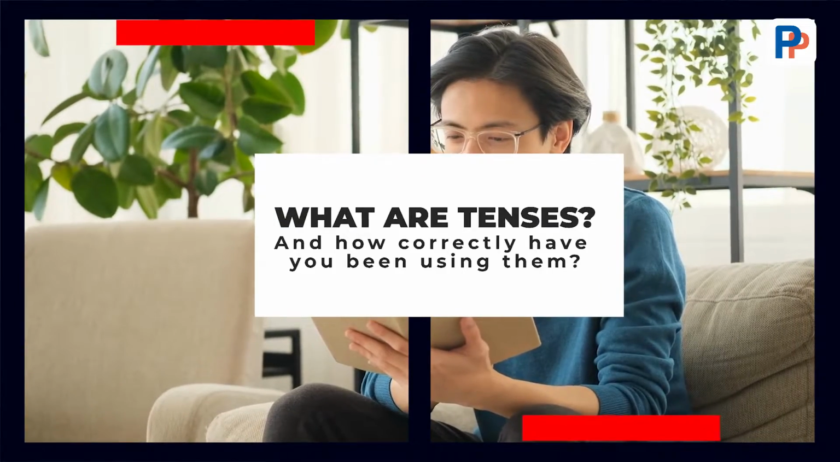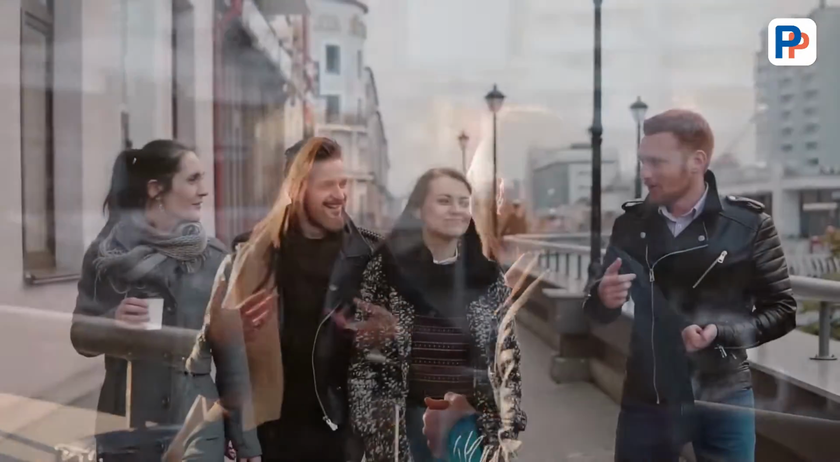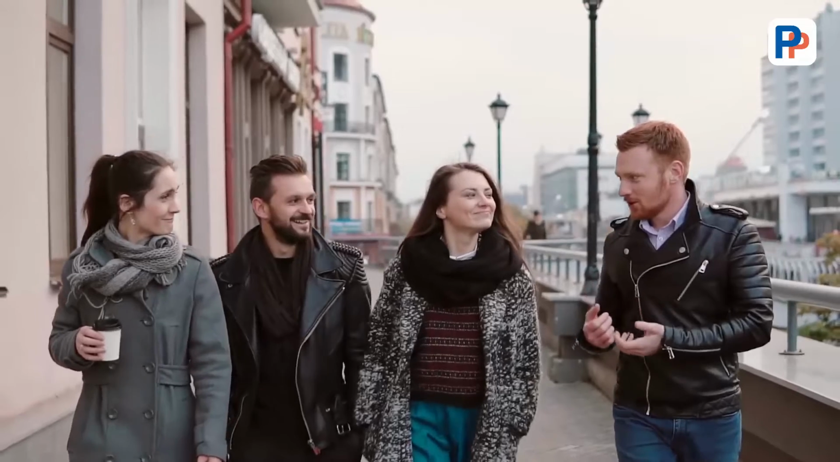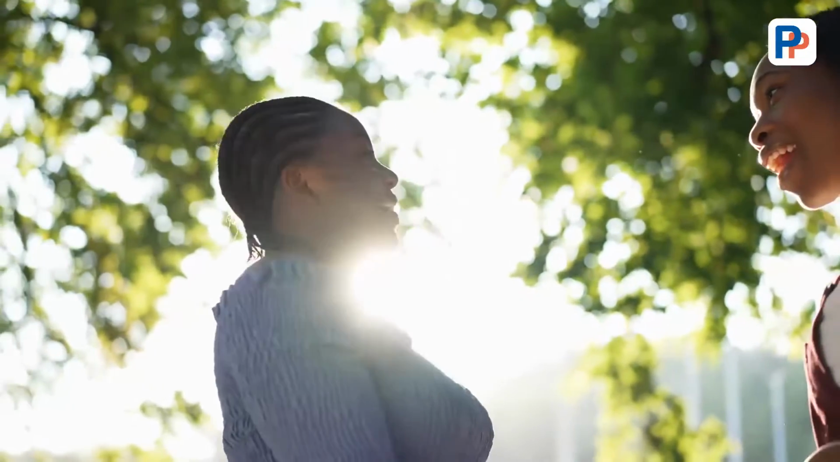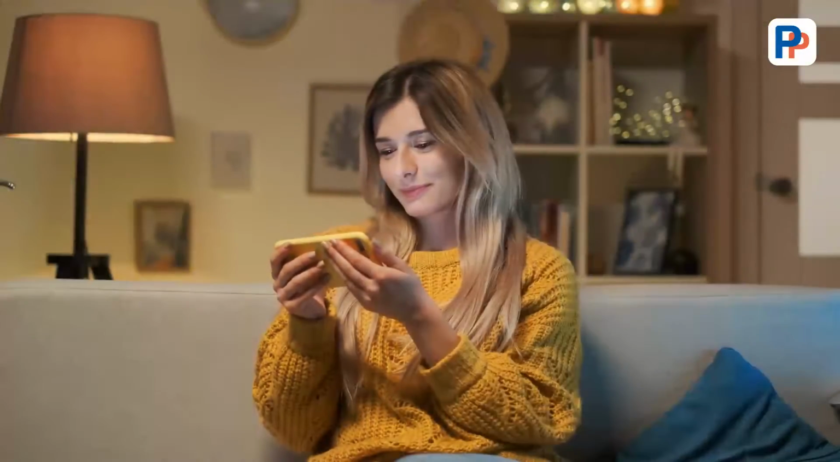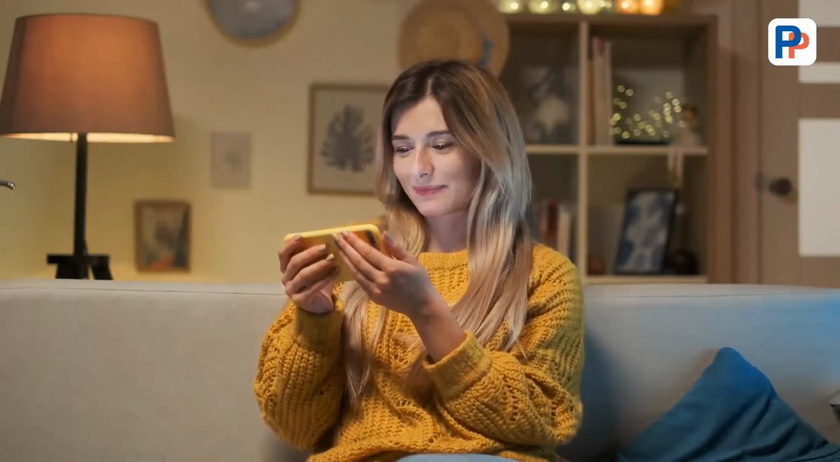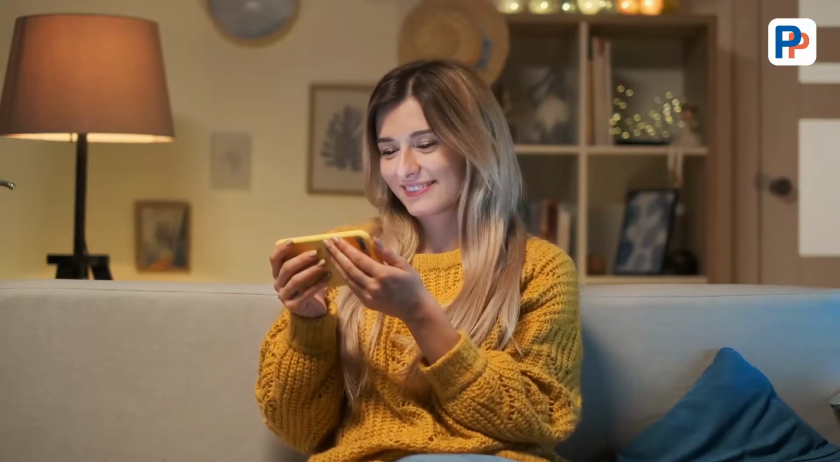What are tenses, and how correctly have you been using them? To distinguish a past situation rightly from the present, we employ tenses. Tenses, better still, verb tenses, are used to tell whether an activity has already taken place in the past, is still taking place, or will take place. To help you understand the correct way of using verb tenses completely, watch this video to the end.